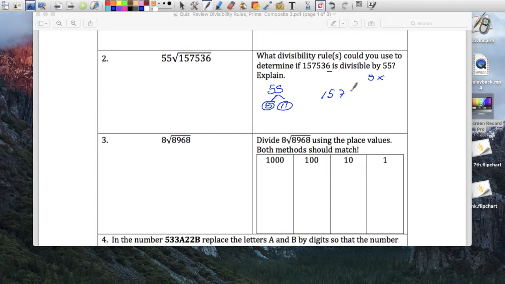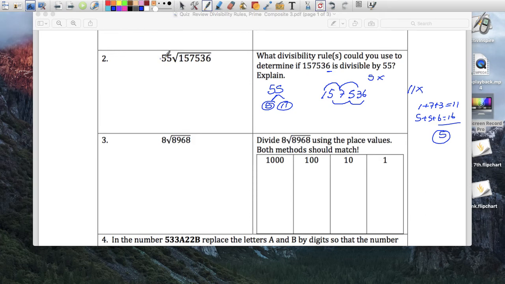So to check for 11, let me write the number again. The rule for 11 is a little weird, right? I'm going to take the first number, the third, and the fifth, and add those up. So I get 1 plus 7 plus 3, which is 11. Then I'm going to take the remaining ones, which is a 5, another 5, and a 6. 5 plus 5 plus 6 gives me 16. If I find the difference between these two, I get a difference of 5. That's definitely not divisible by 11, because it has to be 0 or 11. So it doesn't work for 11 either. So I know when I divide this, I will definitely get a remainder.